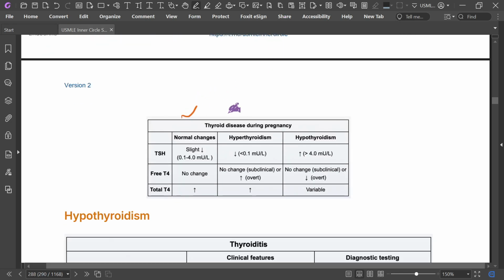This is thyroid disease during pregnancy. In normal pregnancy, TSH level is 0.1 to 4, free T4 has no change, and total T4 is increased. In hyperthyroidism, total T4 is increased, but free T4 has no change or is slightly higher in subclinical disease, so you have to look at the level. If TSH is below 0.1, it is hyperthyroidism. If TSH is more than 4, then it is hypothyroidism.